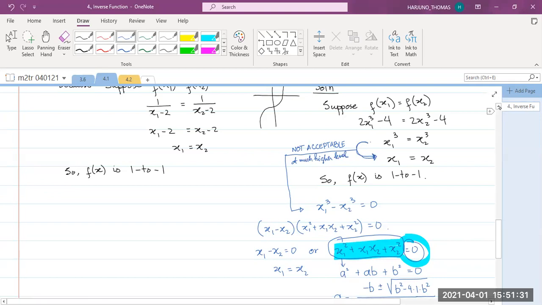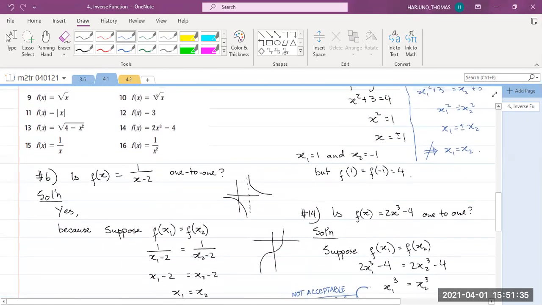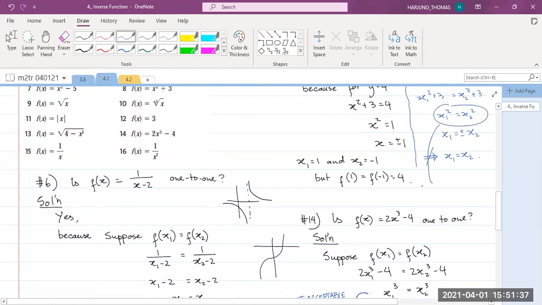Now notice that if I go back to these steps here, if you want to do it correctly, then it's supposed to be x1 squared minus x2 squared equals 0. You factor it, and then you'll get x1 equals x2, or that's the one that kills the one-to-one, x1 equals negative x2.